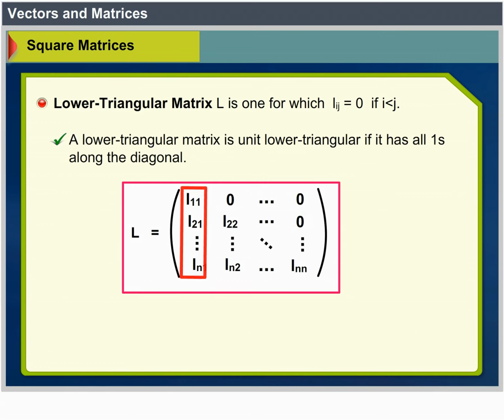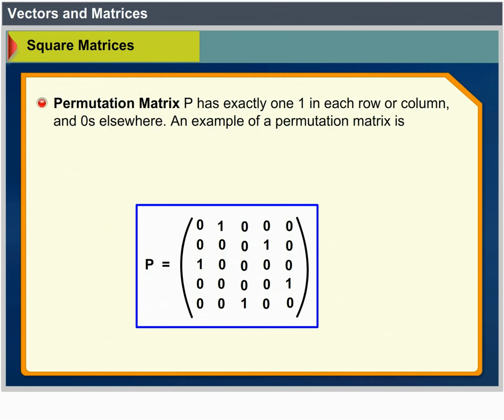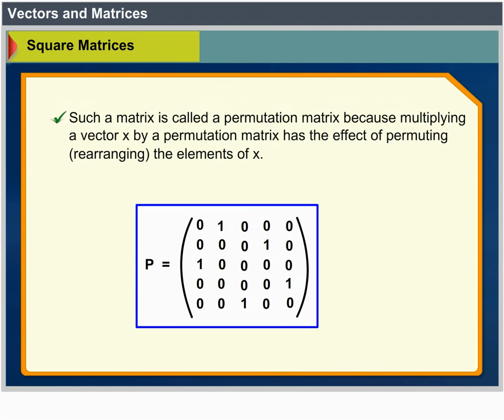A permutation matrix P has exactly one 1 in each row or column and zeros elsewhere. An example of a permutation matrix is shown here. Such a matrix is called a permutation matrix because multiplying a vector x by a permutation matrix has the effect of permuting, rearranging, the elements of x.